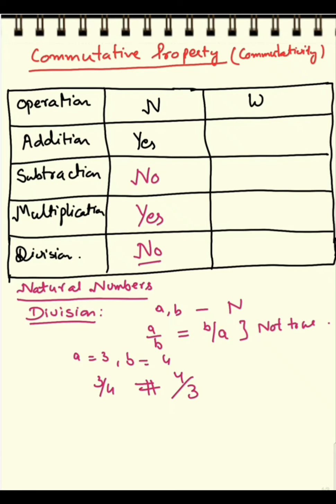And if we apply this commutative property for all the operations, addition, subtraction, multiplication and division, for whole numbers we will get the same result. Means the whole numbers are commutative. For addition, here we'll write yes. For subtraction, they are not. And for multiplication also yes, and division no will come.